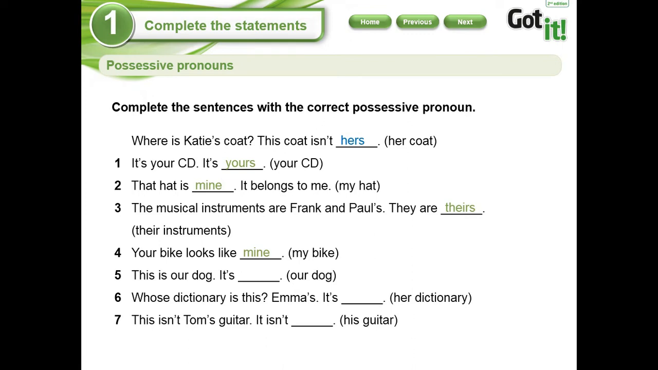Entonces practicar la pronunciación con el video. This is our dog. It's ours. Very nice. Whose dictionary is this? Emma's. What's the answer? It's hers. Yeah. This is Tom's guitar. A guitar. It isn't his. Correct. Good.